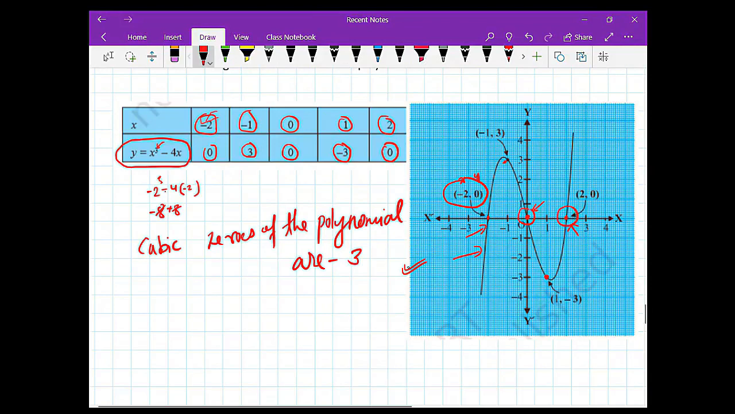We have discussed the linear polynomial as a straight line and the quadratic polynomial as upward and downward facing parabolas. And this one is the cubic polynomial curve. At most three zeros are there. At most three zeros means three zeros we are getting here.